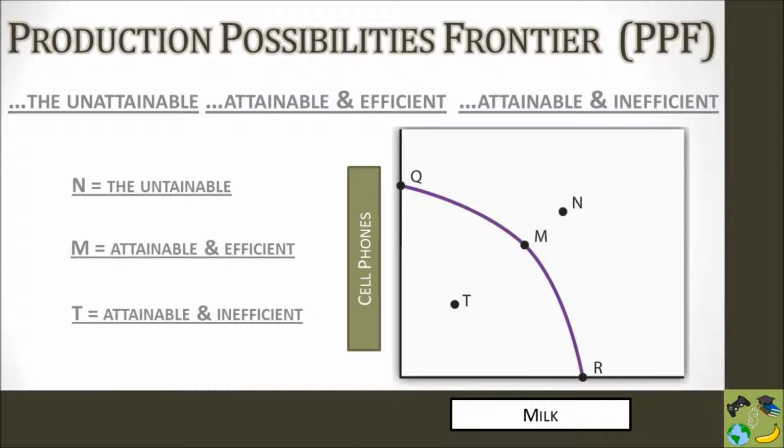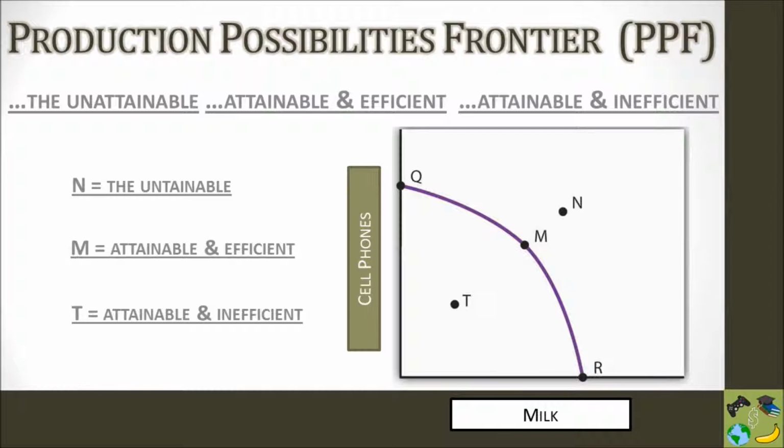When we turn to point T, this would be an attainable level, but it's also inefficient. The country can produce much more milk and cell phones than the level that's being produced at point T. Ultimately, to obtain more milk, you would need to have less cell phones or vice versa.